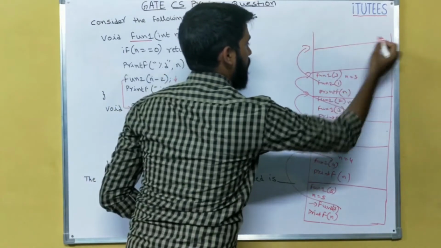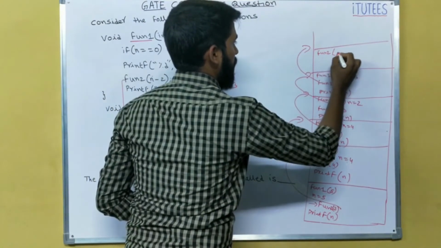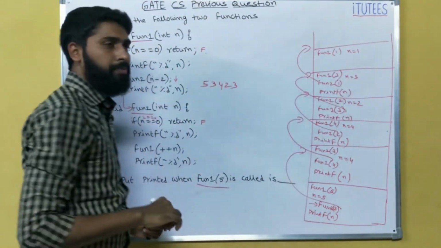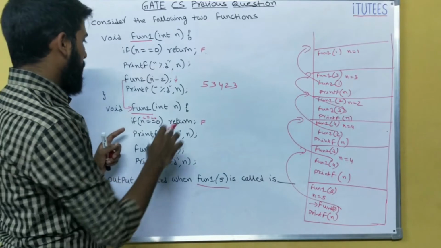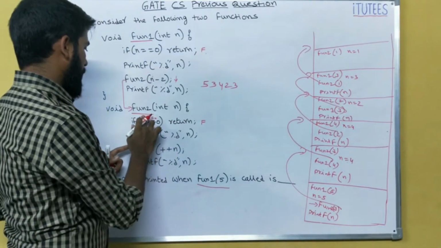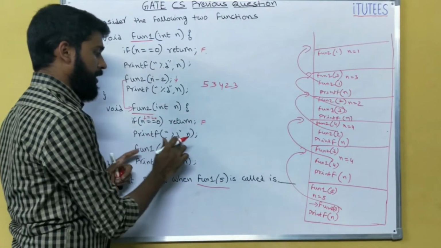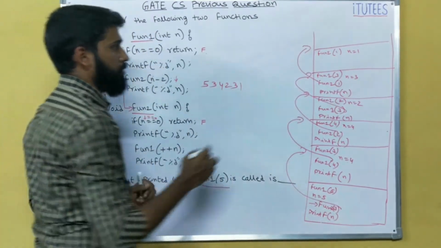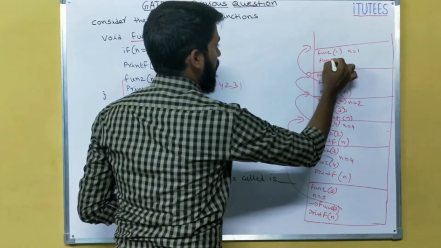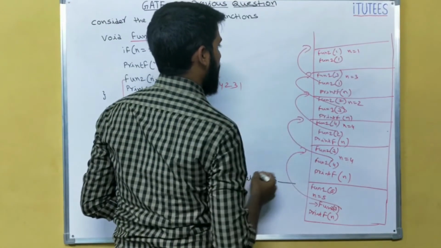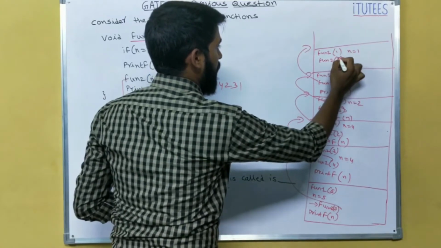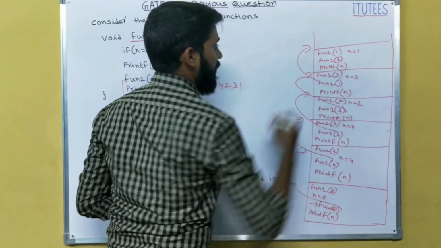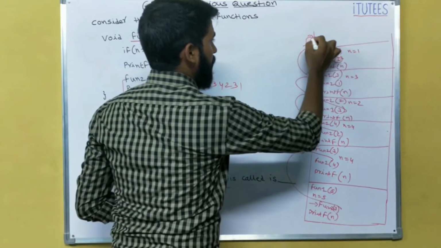Another function, function 2 of 1. Now n becomes 1. 1 equals 0, false, printf n. What is the value of n? 1. Then we are calling function 1 with plus plus, so function 1 of 2, and the balanced instruction is printf n. This is the function call.